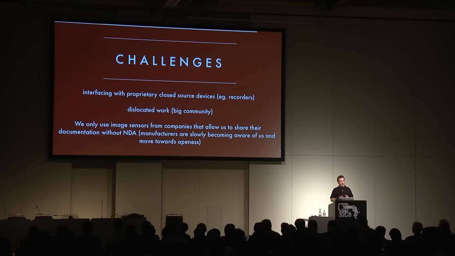So it's a small number of sensors that we can use now, but we think it's already changing, because the manufacturers have seen that there might be a demand. Of course, they can sell more sensors. So ideally, there's also a change over the years. I cannot say from now, but it looks like we might be compatible with more sensors soon. Another challenge is the dislocated work, because it's quite a big community of people working on this project, not only on the cameras but also on the whole projects around it. But it's working out so far.